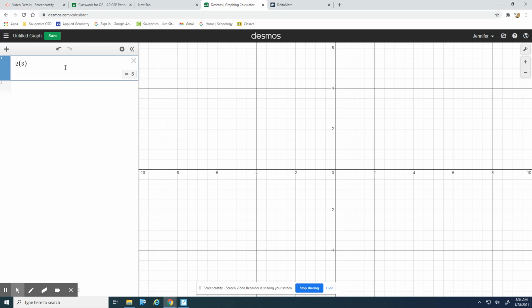Control 6 is our exponent, or shift 6. And we have x plus 1 shift 6. One thing you have to do on Desmos when you're up in the exponent is keep the exponent in parentheses, or it will move that 1 down. So just be careful with that.